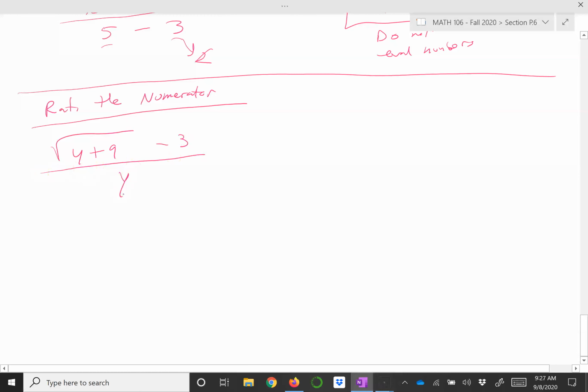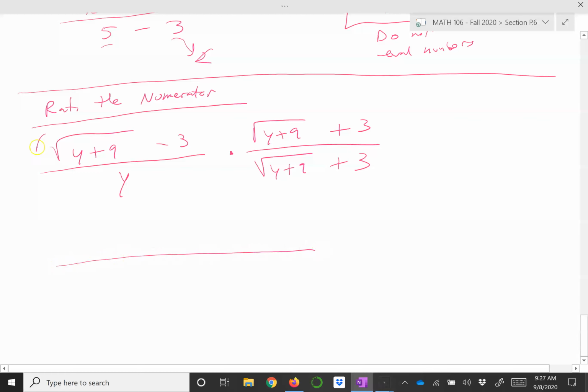But now that square root has a binomial underneath it. But it doesn't change how to solve the problem. So what's our conjugate? Well, now we're just looking at the numerator. So it's the square root of y plus 9 plus 3, over the square root of y plus 9 plus 3. Okay, so we'll go ahead and do this.